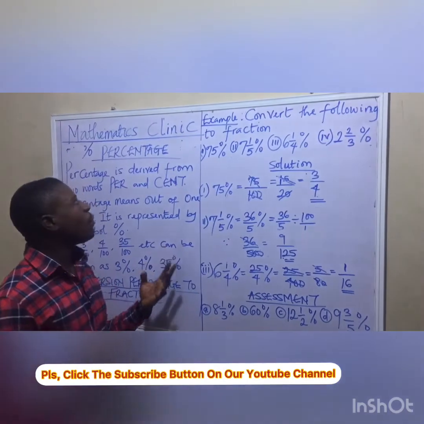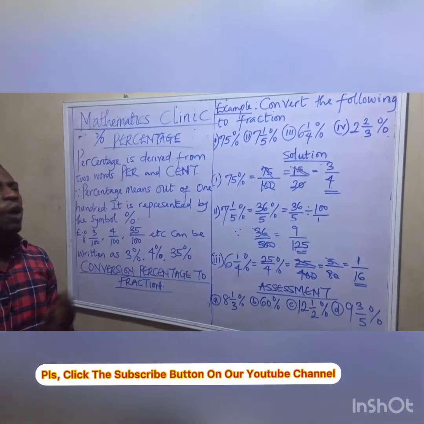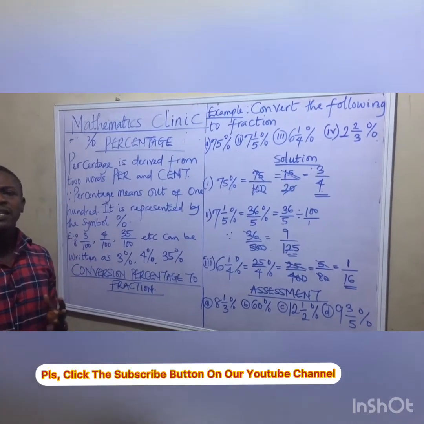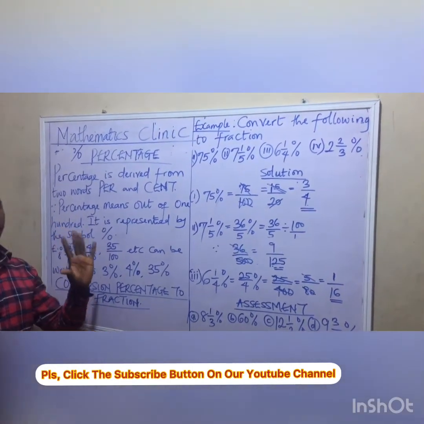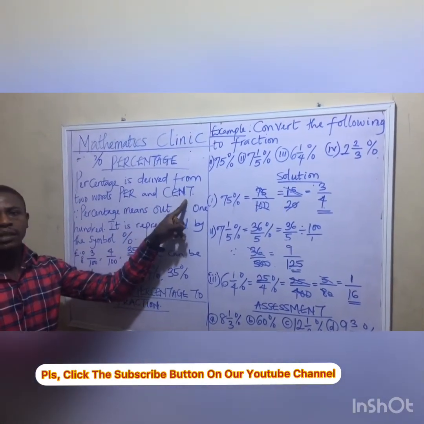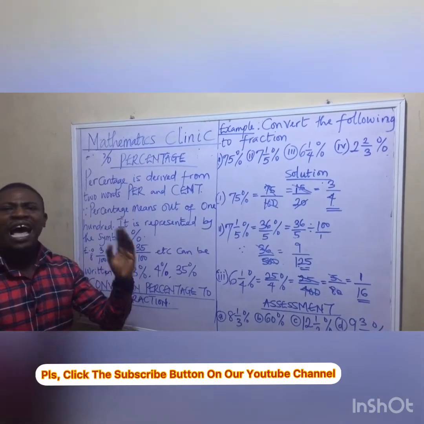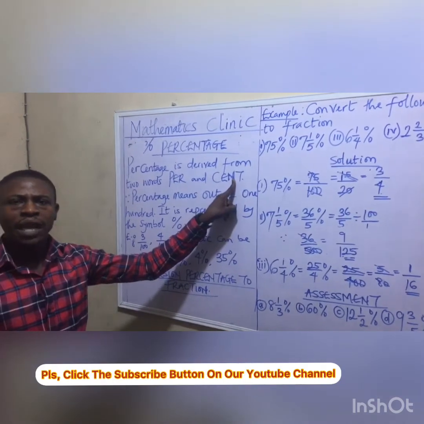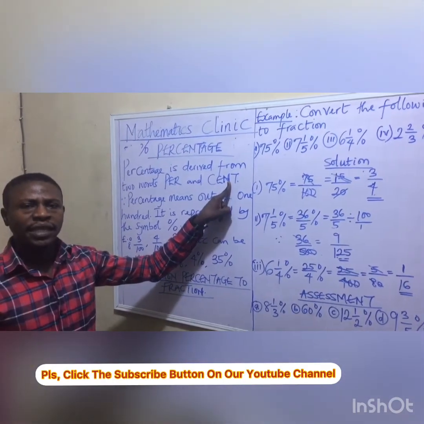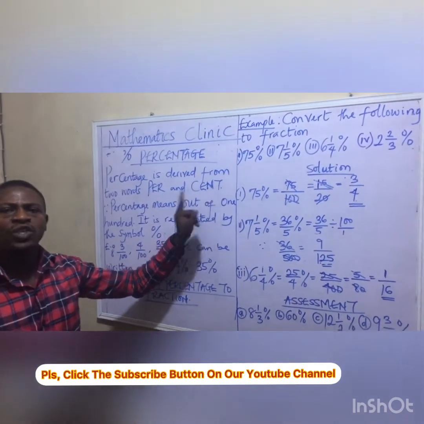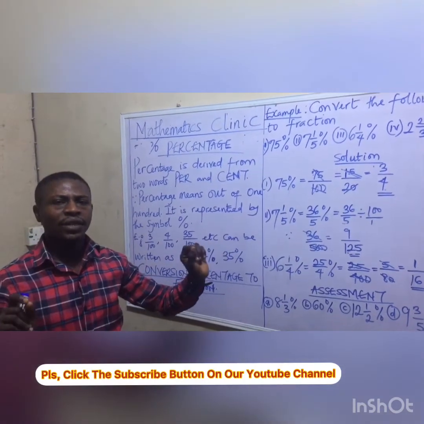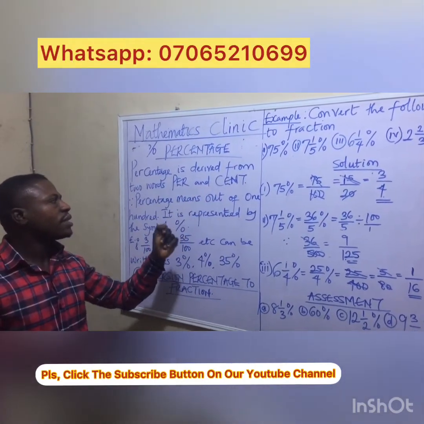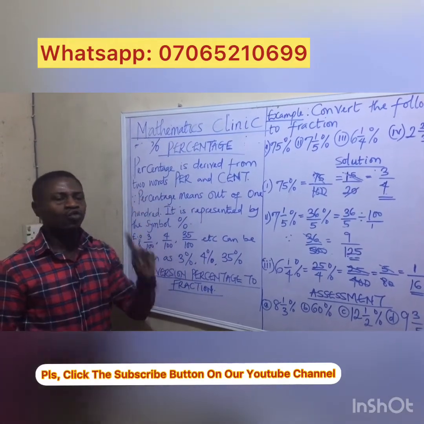Today we'll be talking about percentage. And what does that mean? Percentage is derived from two words, per and cent. Per simply means out of, while from the word century, they abbreviate it to form cent. Cent simply means 100. That's century, 100. Now let's combine together. Percentage simply means out of 100.